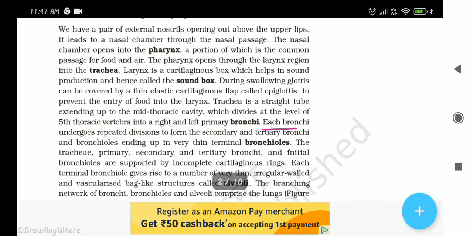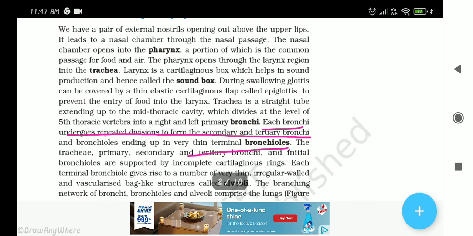After that, each bronchus then divides to form secondary and tertiary bronchi. First we have primary, then secondary, then tertiary bronchi, and then the bronchioles, which form the thin terminal bronchioles. And after the bronchioles we have our alveoli. Alveoli are thin, irregular-walled, vascularized bags which contain a large number of blood capillaries.